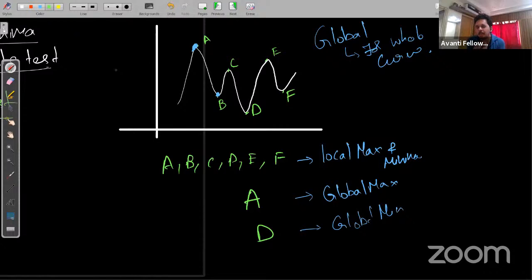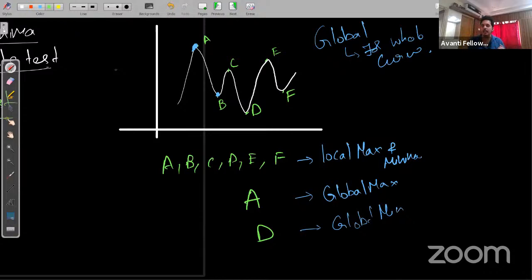If I'm talking about some local maximum point or some local minimum point, this is what it is for the given curve. This is how it looks. For any given curve, I'm talking about local maxima, local minima, global maxima, global minima. Guys, clear or not? This is what it is. How to find it?